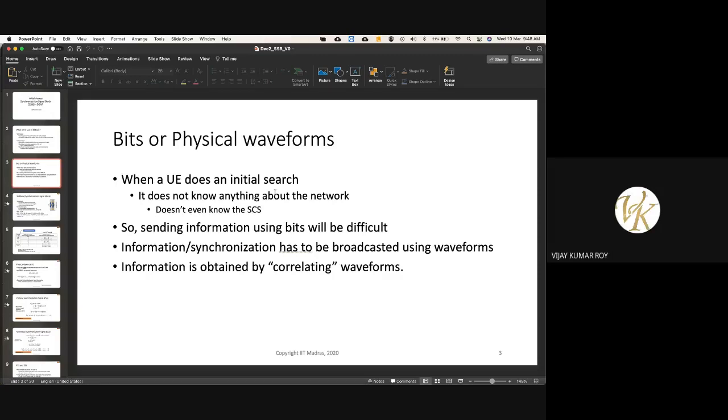Is there any parameter for autocorrelation factor or cross correlation factor for getting the information or correlating it? Sir, in a couple of slides this will become clear for you.